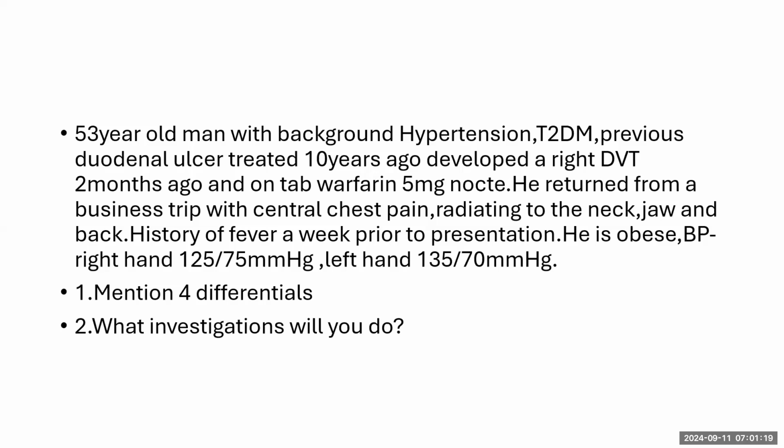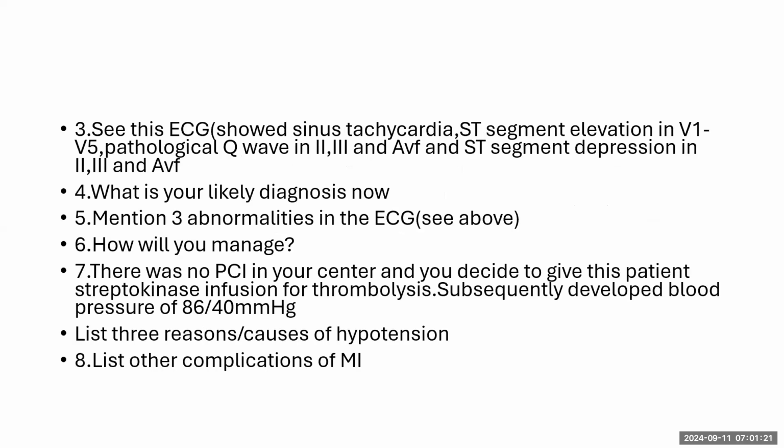Number 2, what investigations will you do? Number 3, the ECG showed sinus tachycardia, ST segment elevation in V1 to V5, pathological Q waves in 2, 3, aVF, and ST segment depression in 2, 3, and aVF. Question 4, what's your likely diagnosis now? Question 5, mention 3 abnormalities in the ECG. Question 6, how will you manage?